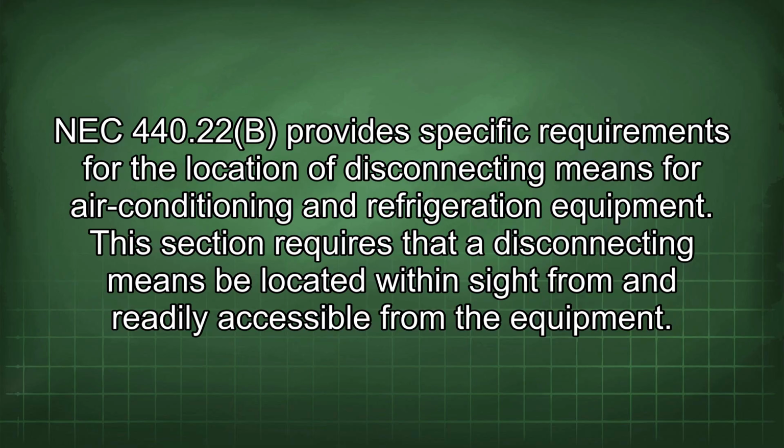NEC 440.22(B) provides specific requirements for the location of disconnecting means for air conditioning and refrigeration equipment. This section requires that a disconnecting means be located within sight from and readily accessible from the equipment.